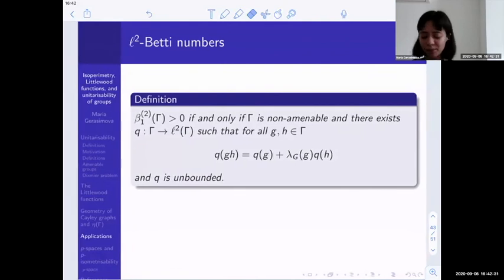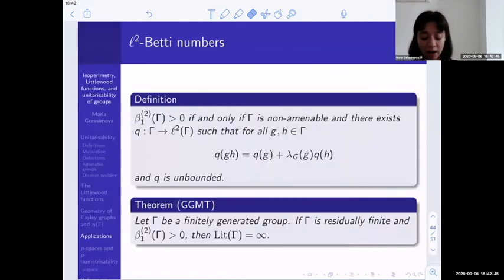These groups, people mostly think that this group should be somehow related maybe to negative curvature or something like this. So probably they all have free subgroups inside, so it's not clear. But what we can prove is that if I have a finitely generated group and I assume that it is also residually finite and the L2 Betti number is bigger than 0, then the Littlewood exponent is equal to infinity. So maybe it also gives us some examples.